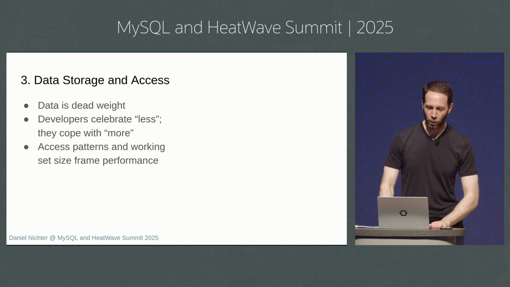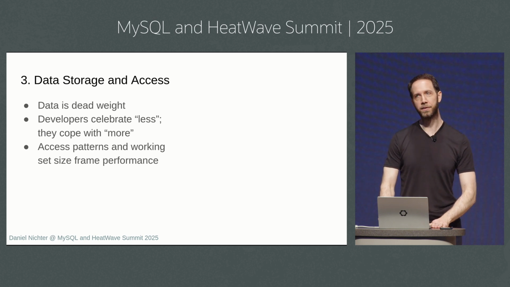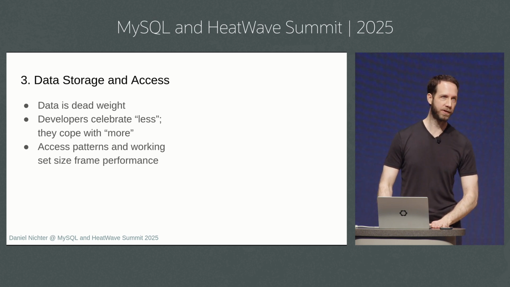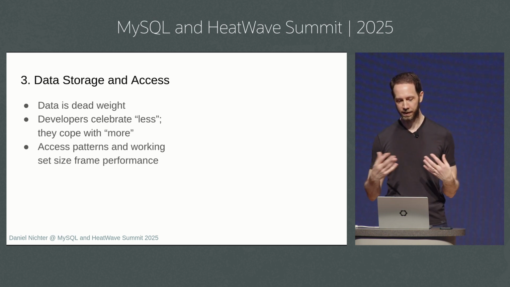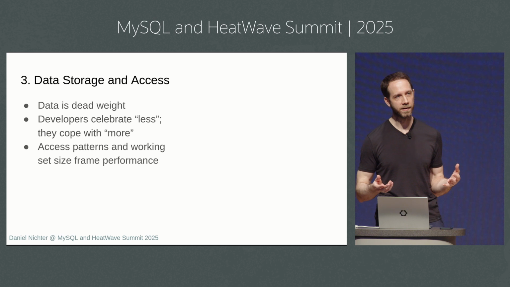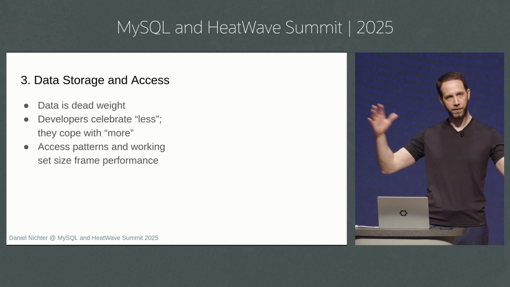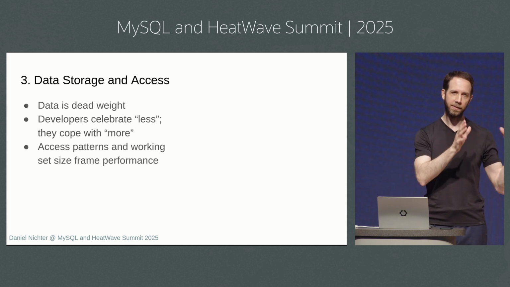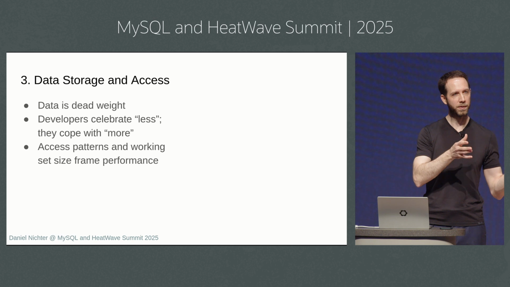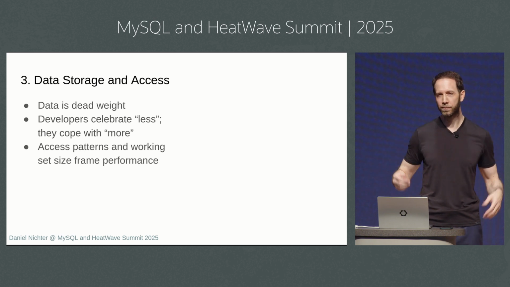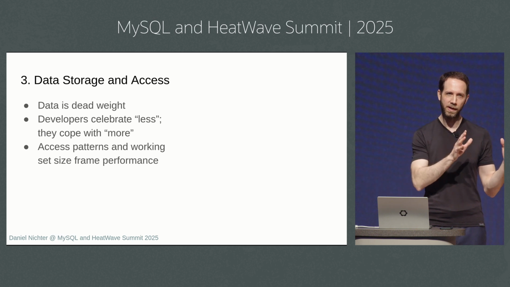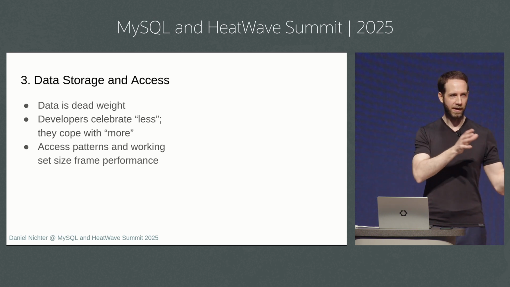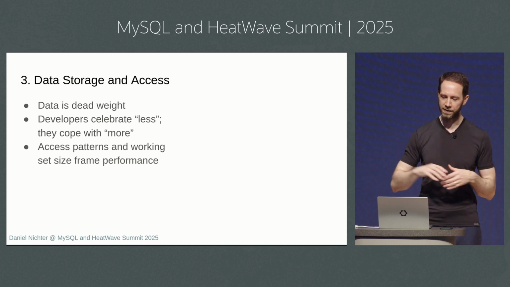And then the last point here, because we're running close to time, I'm sorry, is that access patterns and working set size frame performance. Access patterns mean how the application accesses both MySQL and the data and what it does with those data. And working set size is the percentage of the total data that's actually in memory and used most of the time. Generally, as a rule of thumb, we like to think that 20% of the total data is the working set, and so that's why you can have far less RAM than total data size.